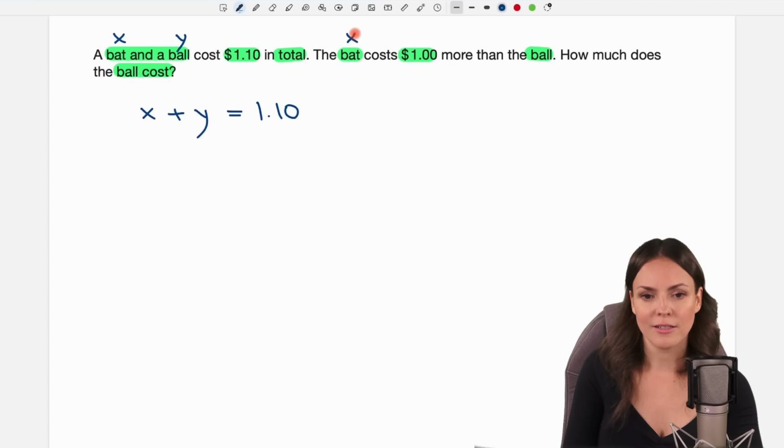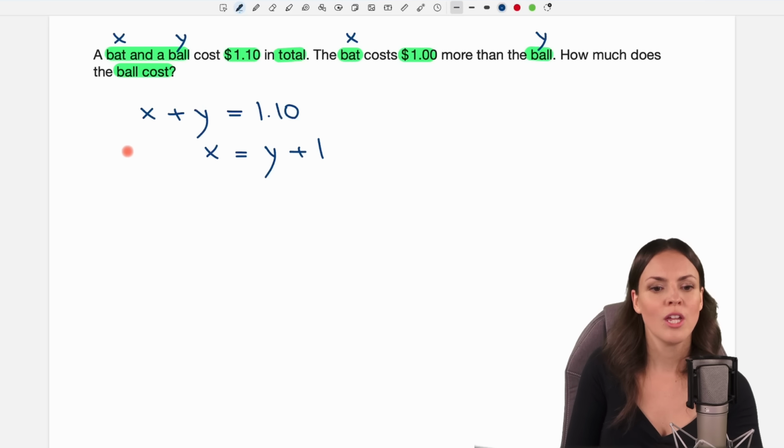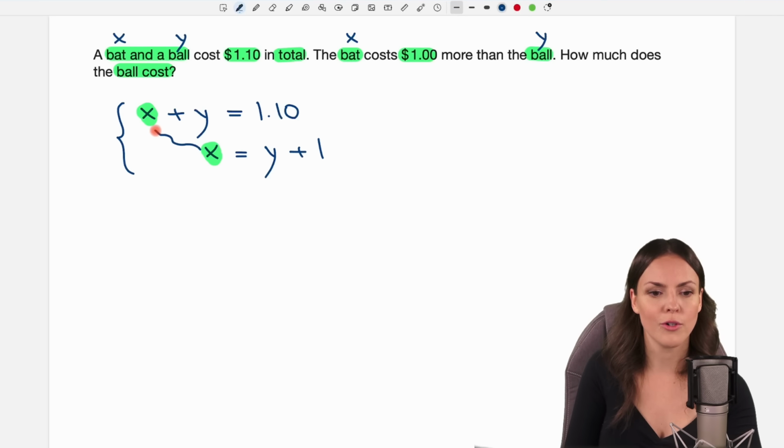The bat, which is of cost X, costs $1 more than the ball, which is of cost Y. So if I write this as an equation, I take the cost of my bat, my X, and I know that it is $1 more than my Y. So I have to add the $1 to my Y to get the cost of my X. And now I have a small system of equations that I can solve. Fortunately, the second equation is already solved for X, so I can insert this for my X in my first equation.